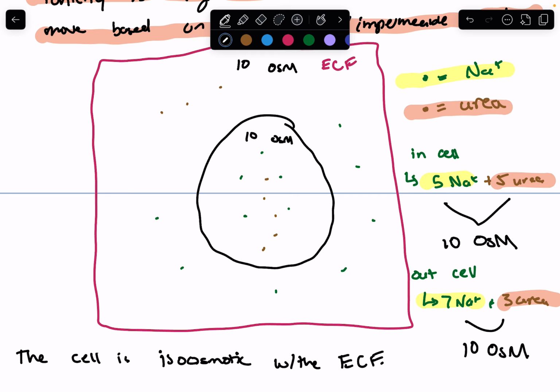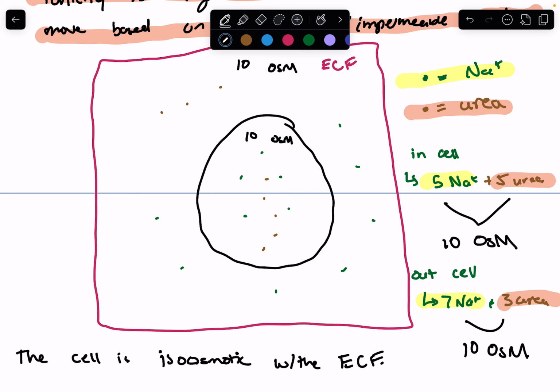So just from a purely osmolarity basis, right? If we're assuming that this barrier, the cell's membrane, right? If we're assuming that nothing gets through it, the only thing that gets through it is water, we're not going to see any net movement of water, right? Because there's an equal osmolarity on either side.